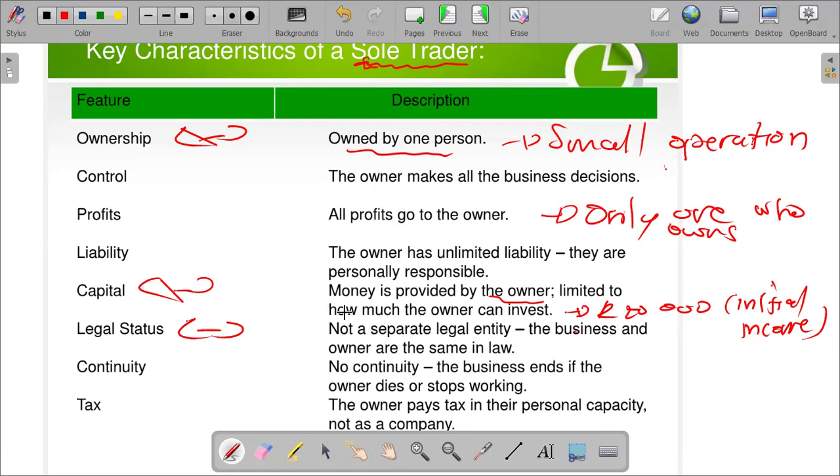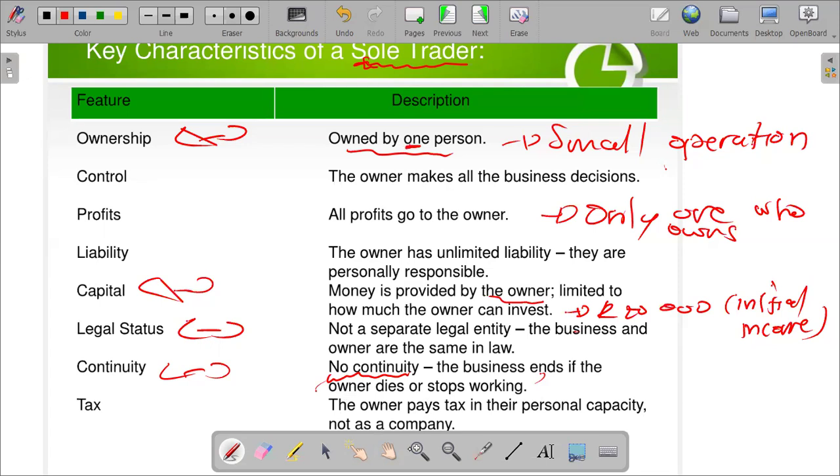All right. And then moving along to continuity. There's no continuity because there's only one person. So if this person happens to leave the business or happens to be deceased, the business will technically close because there's only one person owning the business. So there is no continuity. The business ends if the owner dies or stops working.